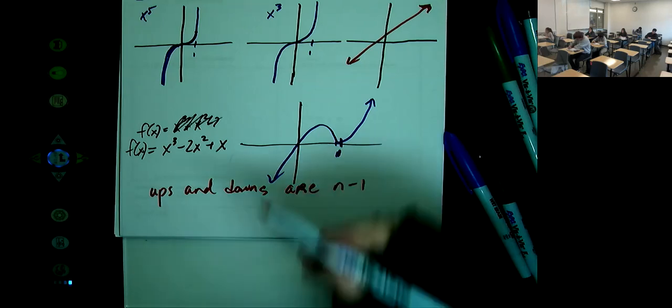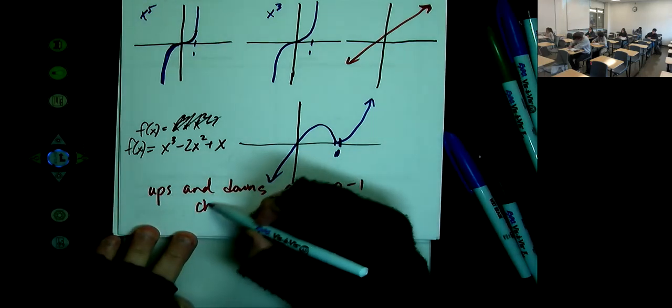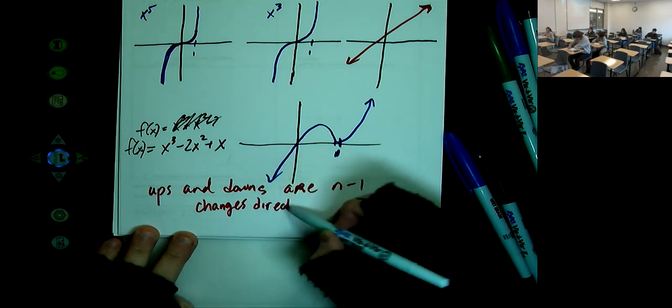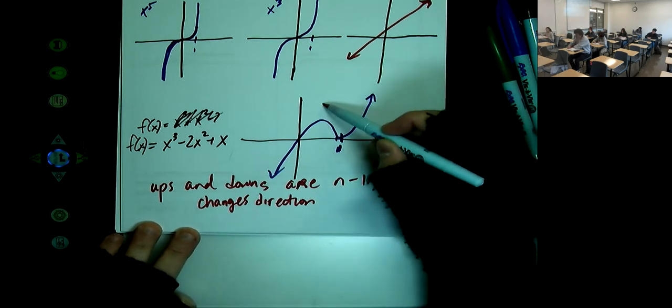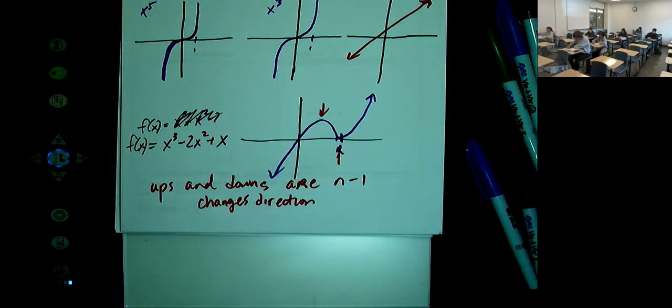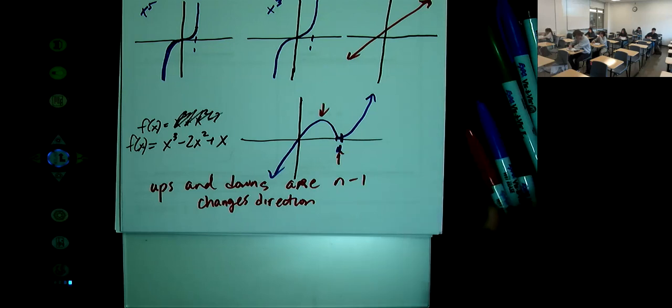Well, what I mean by ups and downs is it changes direction. So here it changed direction here and it changed direction here. This holds true with any of them. If I do x to the fifth, I can get 4 wiggles or 4 changes. It's true on the even functions as well. So let's take a look at the even functions.